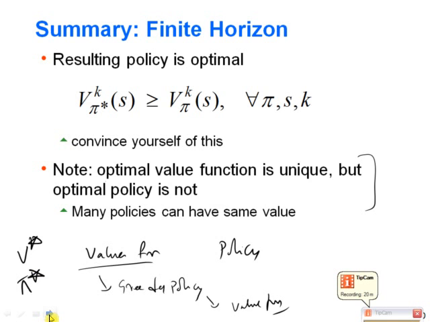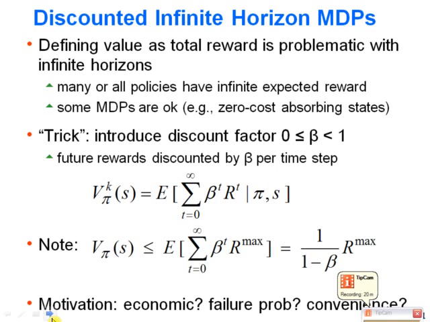But policy iteration doesn't make sense for finite horizon Markov decision processes. We'll talk about it with respect to infinite horizon Markov decision processes. Now, this is all the discussion I'm going to do about finite horizon. Are there any further questions on this stuff?